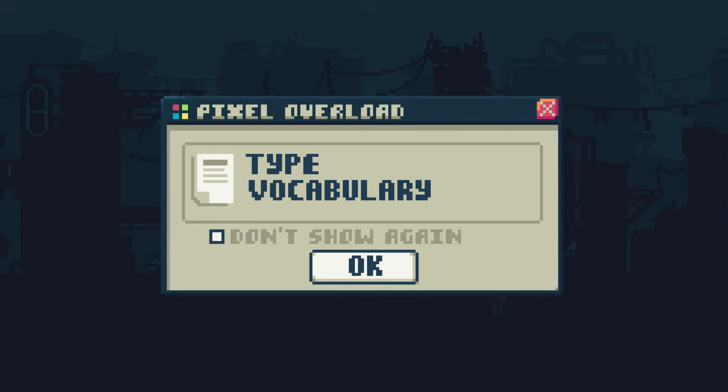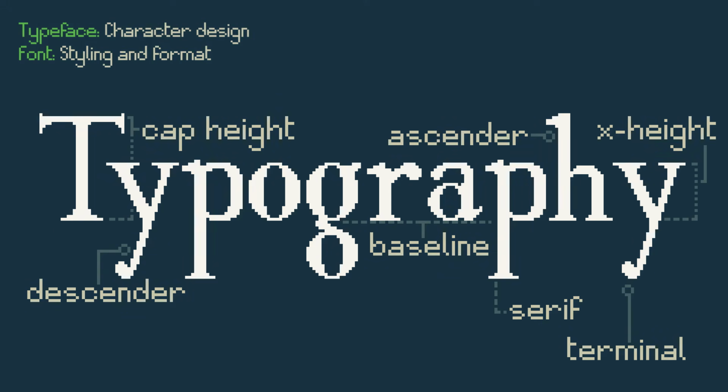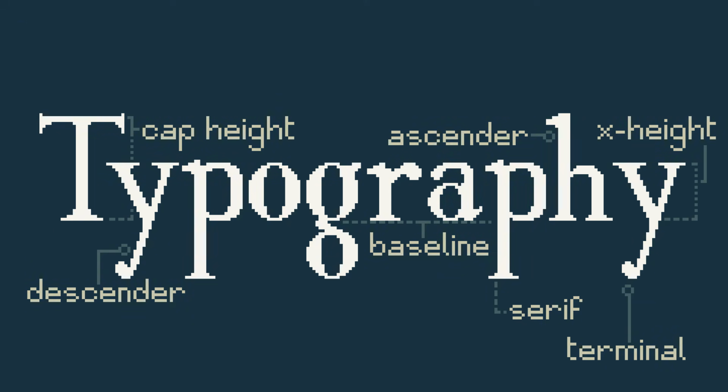Type vocabulary. Let's begin by defining some of the key terms associated with typography. The word typeface refers to the individual design of the characters, while the word font describes the weight, styling, and format of the letters. I've linked an article in the description that explains this much better than I can. A serif is a short line at the ends of a character, and sans serif can describe fonts without these serifs.